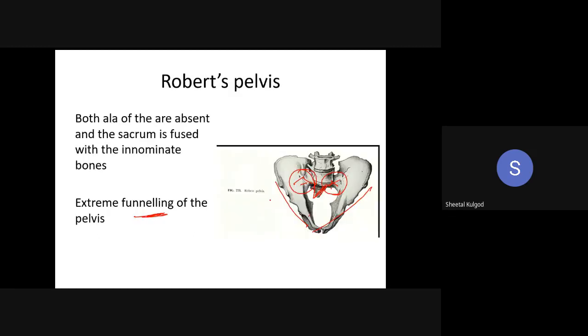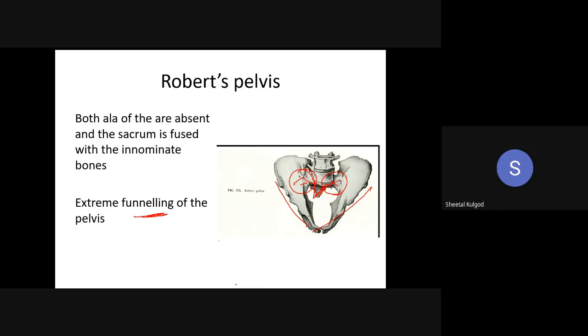So I think we're done with the explanation regarding the pelvis. Any doubts until now? No, ma'am. Okay, so you got the basic idea about all these things? Yes, ma'am. Okay.